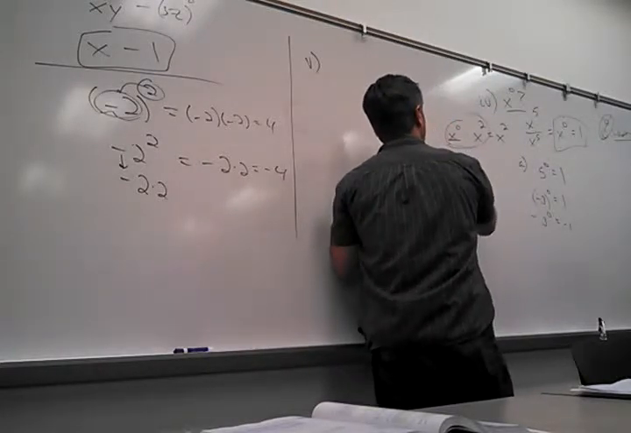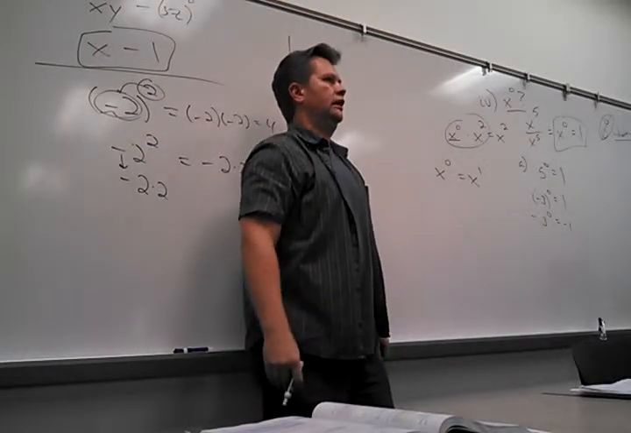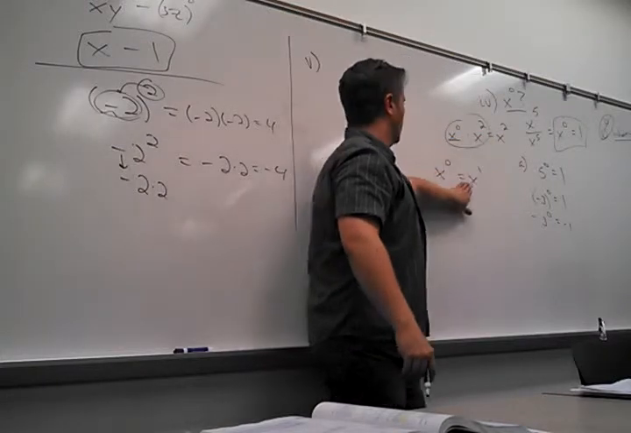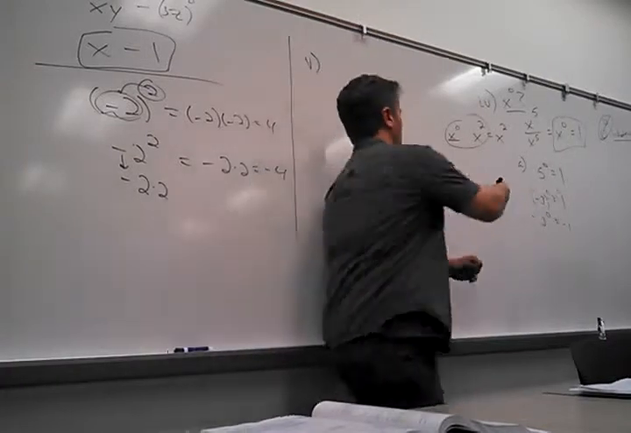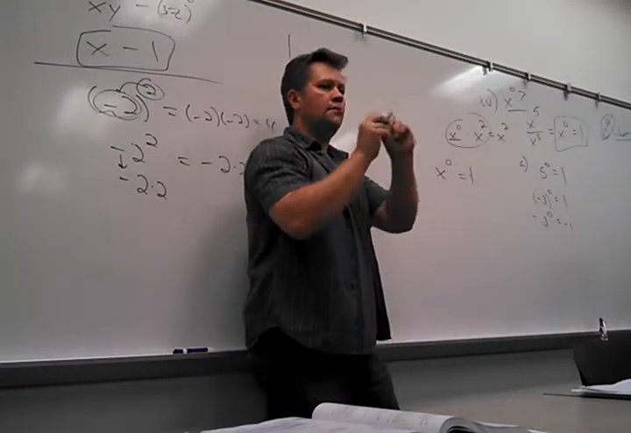Alright, so you gotta be careful. You cannot say this is this. That's completely wrong. That's saying 0 is 1. Never said that. I said x to the 0 power. Anything to the 0 power is 1, right? Now I'm trying to show you why that makes sense.